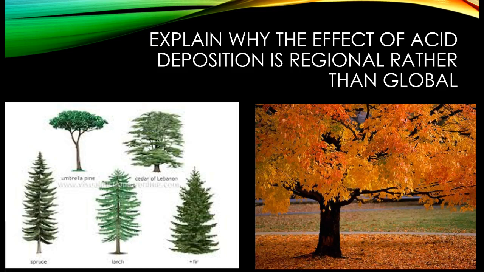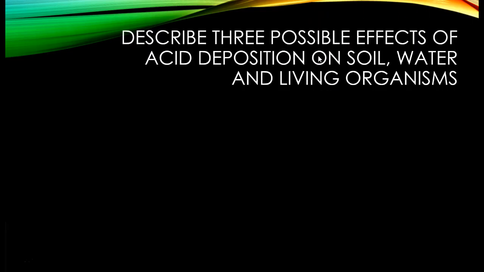Deciduous trees, on the other hand, they lose their leaves every winter, so they're kind of shedding the problem leaves that have accumulated the acid rain. So that's not to say that deciduous trees don't have a problem with acid rain, but they have less of a problem than the coniferous trees.